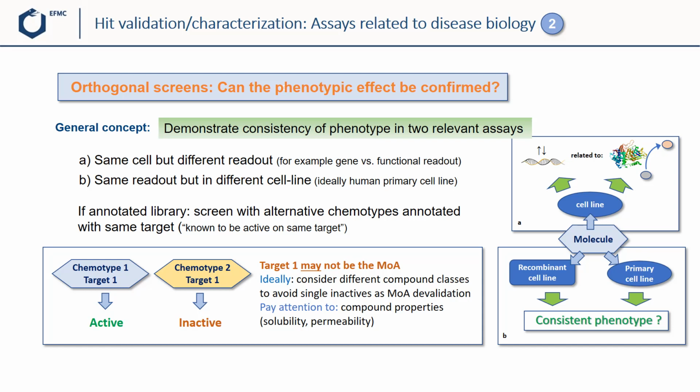If your hit set contains another compound annotated with the same target, that is from a different chemotype but shows no activity, this supports the fact that the annotated target might not be relevant as the actual mechanism of action. But be advised, ideally you would look into even further different compound classes to not base a mechanism of action devalidation on a single inactive.